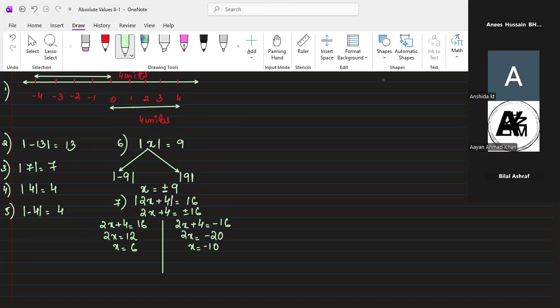Remember one thing, the values inside the modulus could be negative as well as positive. But outside of the modulus, the answer should always be a positive value. For example, if it says 2x plus 6 is equivalent to minus 20, now what is the value of x? So how are you going to solve this example number 7?